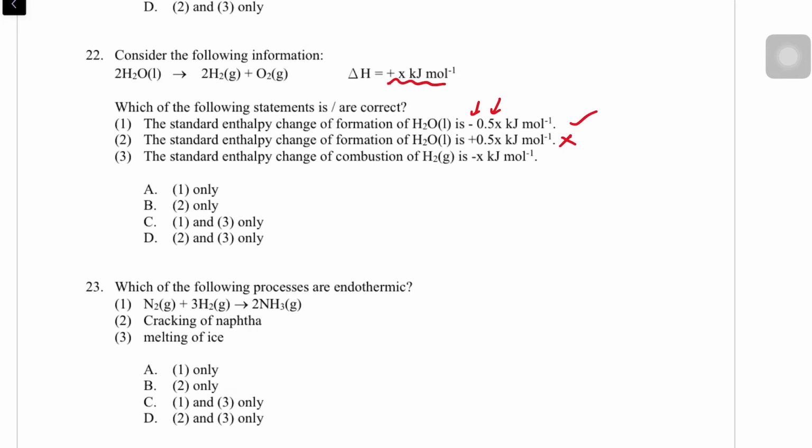The third one is the enthalpy change for the combustion of H2O. Okay, let's see. If the combustion, that means we should reverse the equation. That is minus, okay. But the combustion, the definition is 1 mole of substance undergoing complete combustion. So for this one, it should be x over 2. So this is not correct. So the answer is A only.